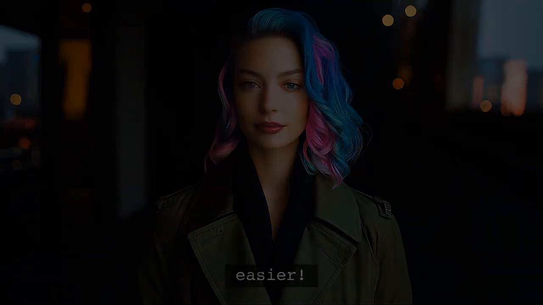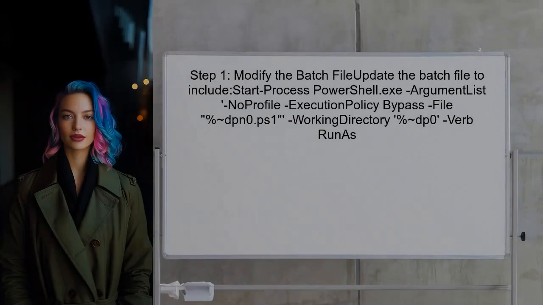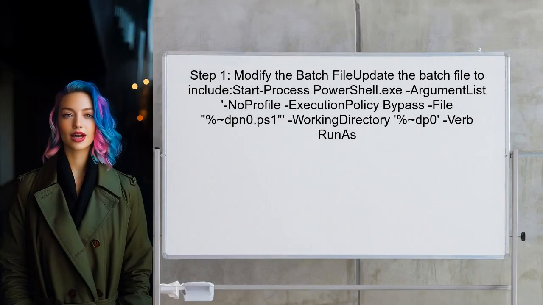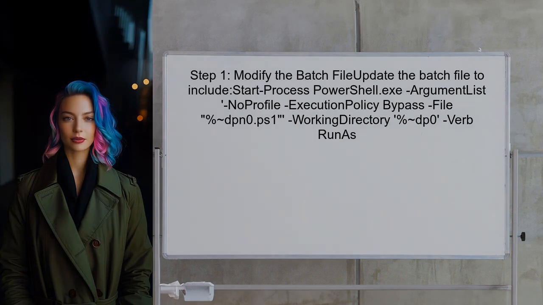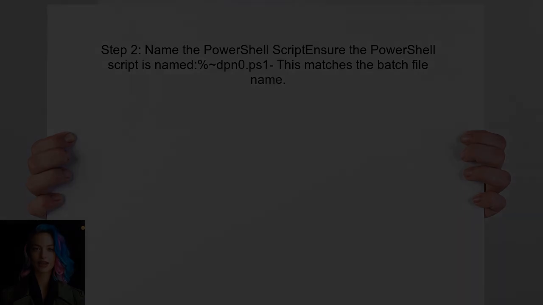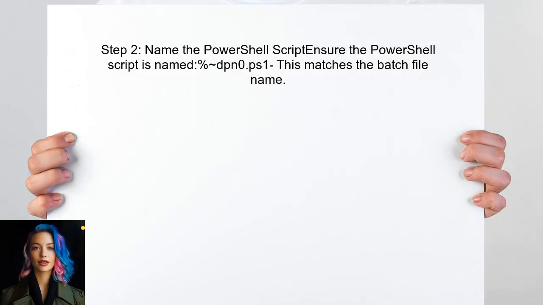To start, the user should modify the batch file to ensure it correctly sets the working directory. This can be done by using the Start-Process command with the appropriate arguments. Next, the user needs to ensure that the PowerShell script is named the same as the batch file. This is crucial for the script to be found and executed properly.